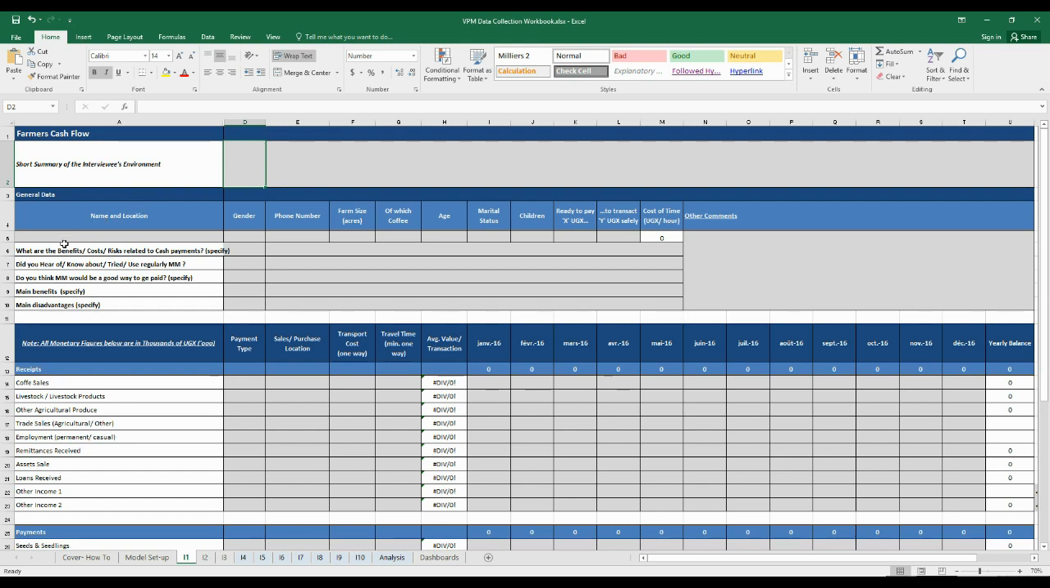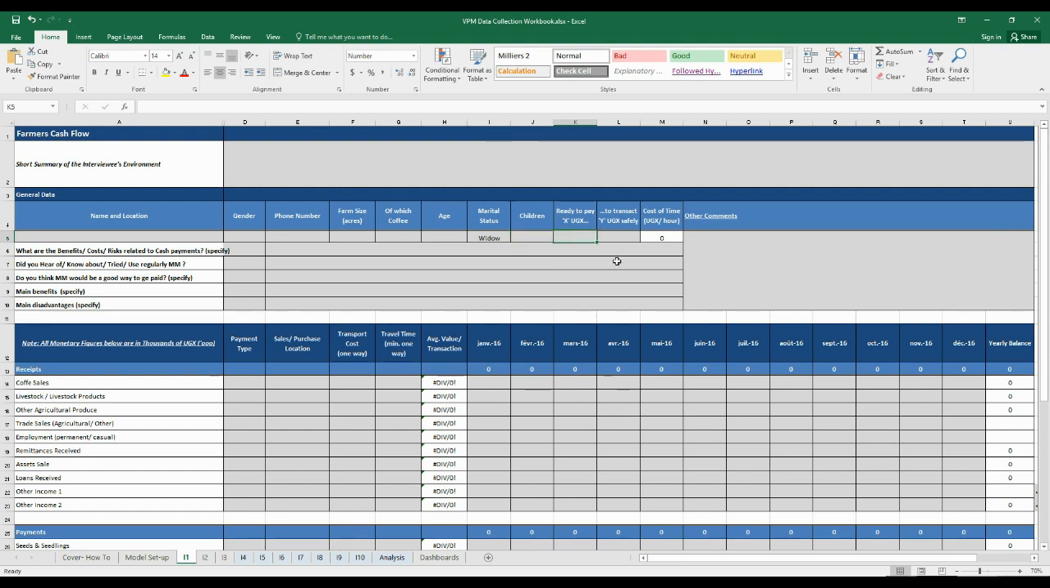Here in the general data area, you have the name and location. So you put the interviewee's name here, where the interview took place. You have gender, you have the interviewee's phone number, farm size, and of which coffee. So let's say if the farm size is 4 acres, then you ask the farmer out of those 4 acres, how many acres are you using to grow coffee. You have age, marital status, that's a drop down. So you can have married, you can have single, divorced, or widow. Children, how many children do they have?